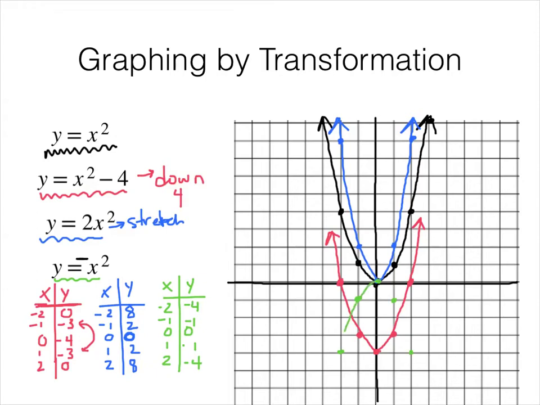What did that minus sign do to the original black parabola, that original x squared parabola? It's a reflection. It's a reflection over the y-axis. So we just did some graphing by transformation.